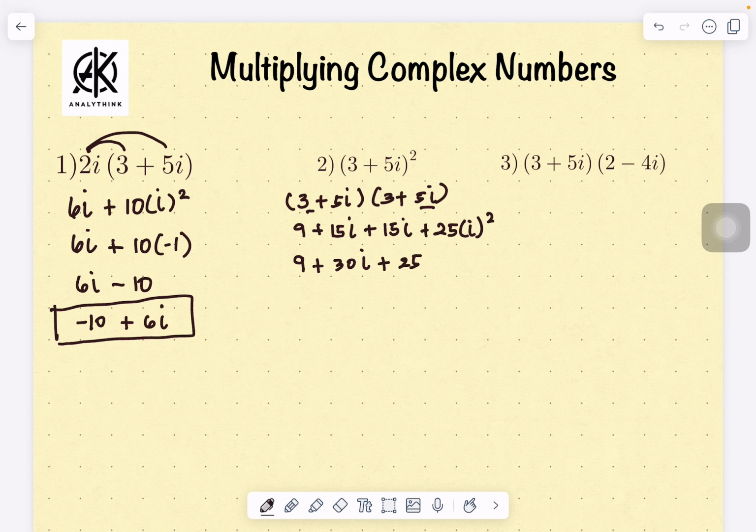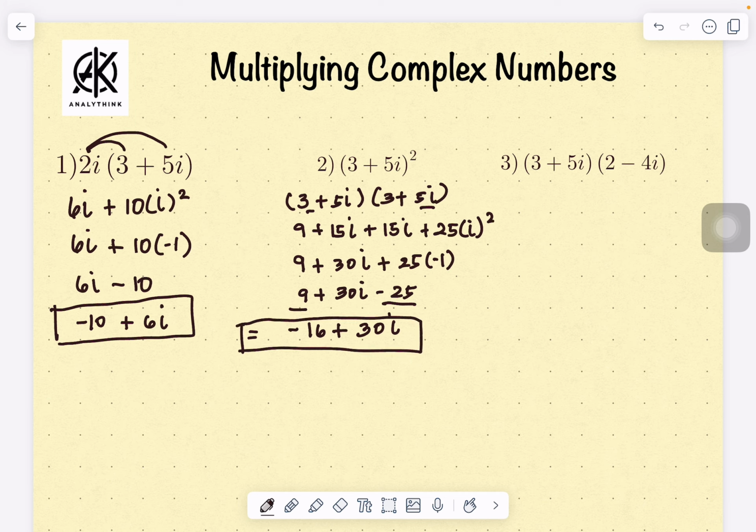plus 25i squared, and we know that i squared is negative 1. And then, further simplifying this, we have 9 plus 30i minus 25. Okay? And then writing this in terms of standard form, you have negative 25 and then plus 9. So 25 minus 9, that would be 16. So you have negative 16 plus 30i. So this is our final answer.